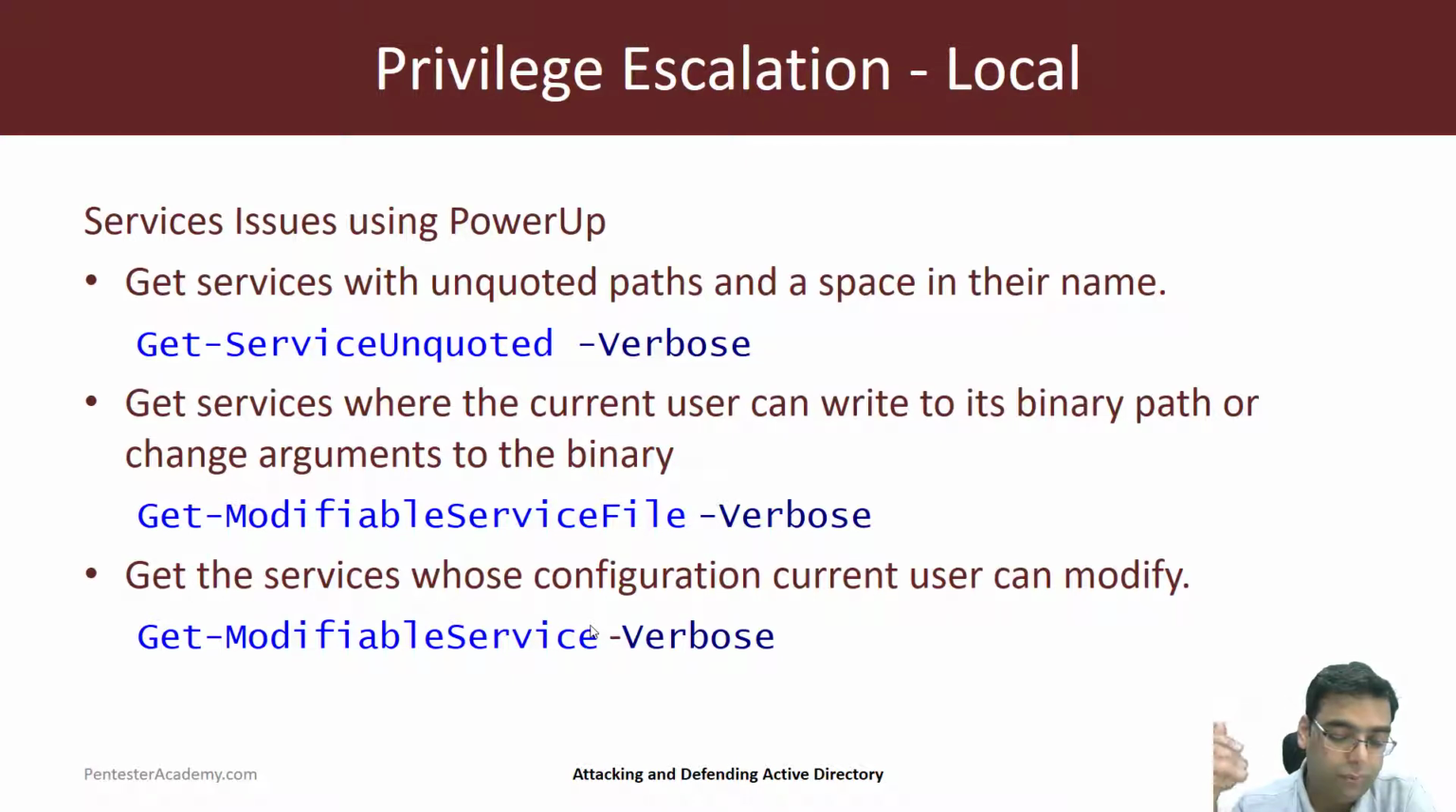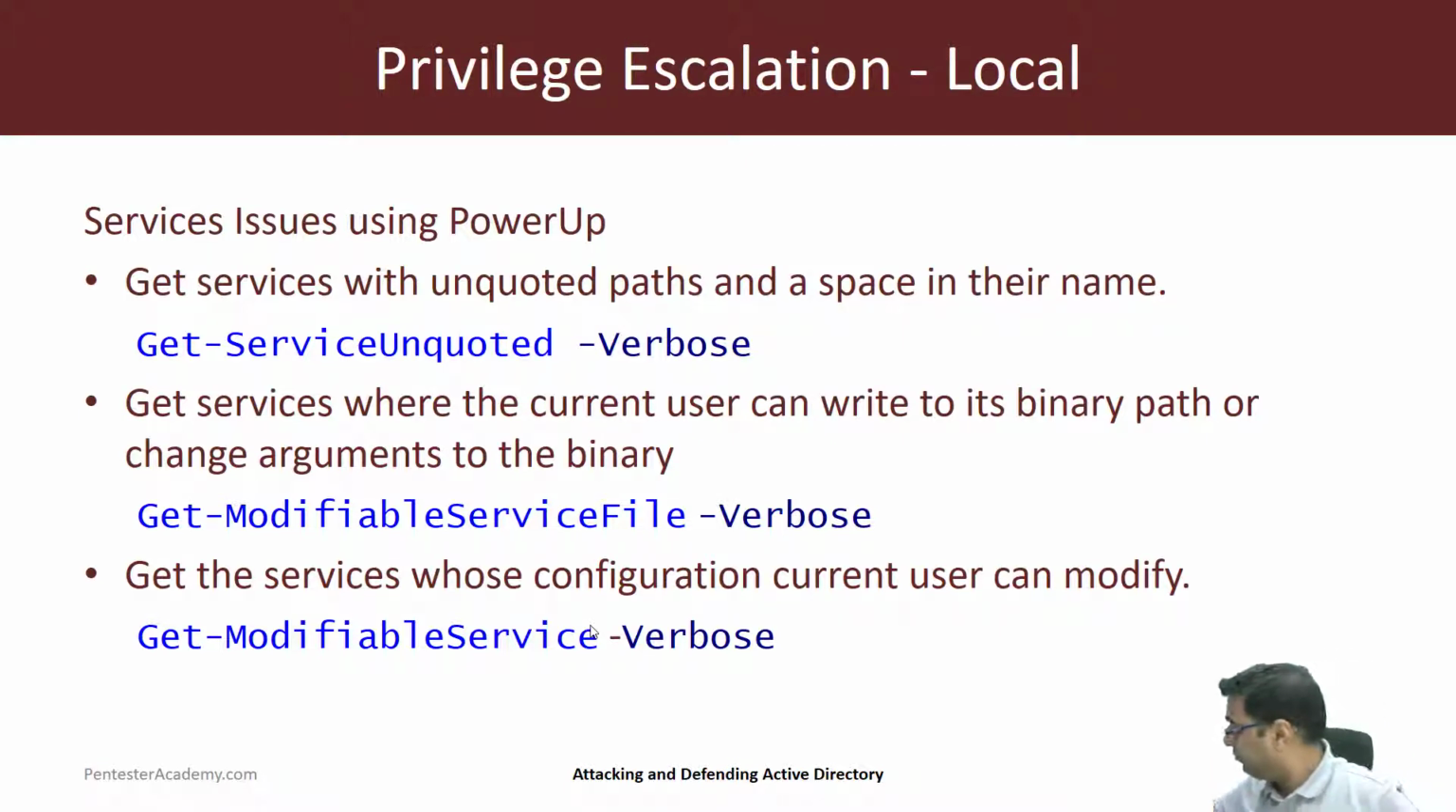If we remove the DLL hijacking part, if we do not discuss that, other than that, service issues can be categorized in three types. One is the unquoted path vulnerability, where the service's bin path or executable uses an unquoted path and there is a space in the name, which allows us to drop an executable in the service path, thereby running our own executable in place of the legit or intended one.